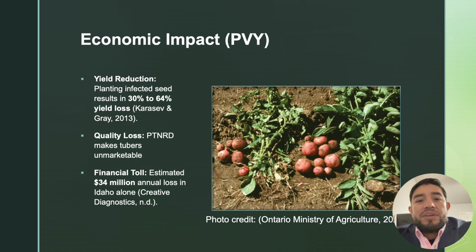As we discussed, the necrotic ring spots make the potatoes unsellable for processing or table stock. In Idaho alone, this virus causes an estimated $34 million in losses annually. It forces growers to spend heavily on certified seed and management, cutting deeply into their profit margins.